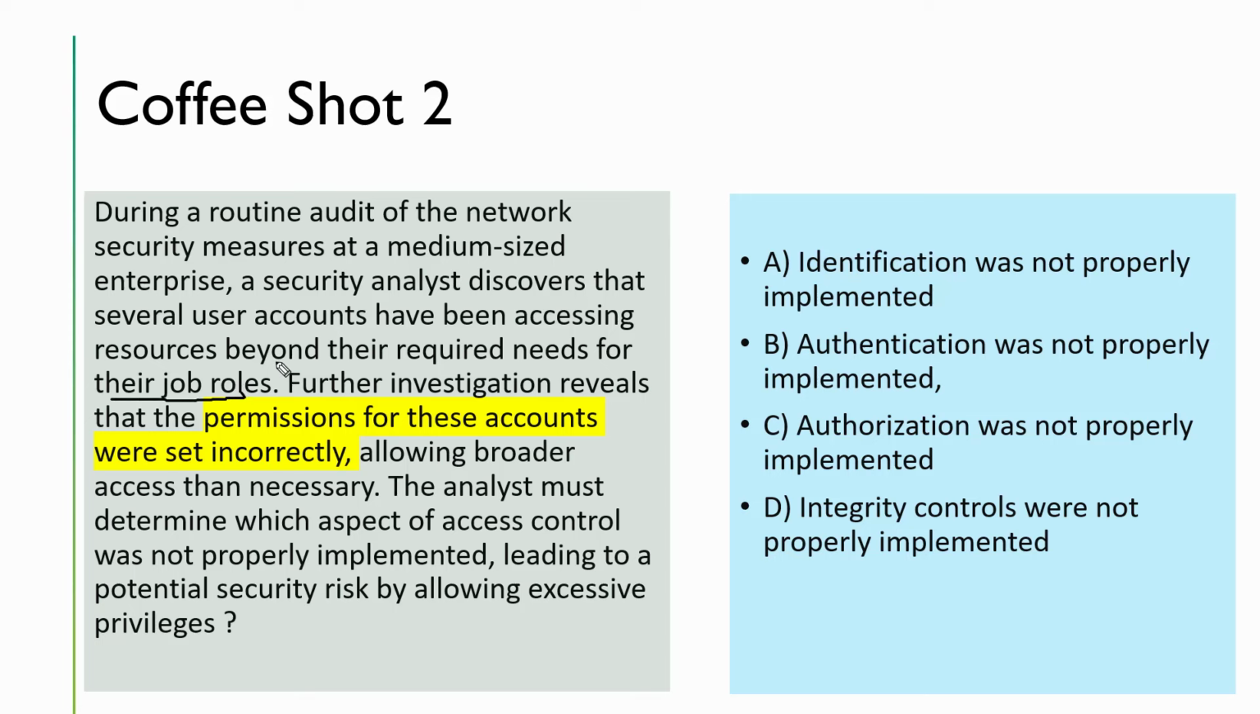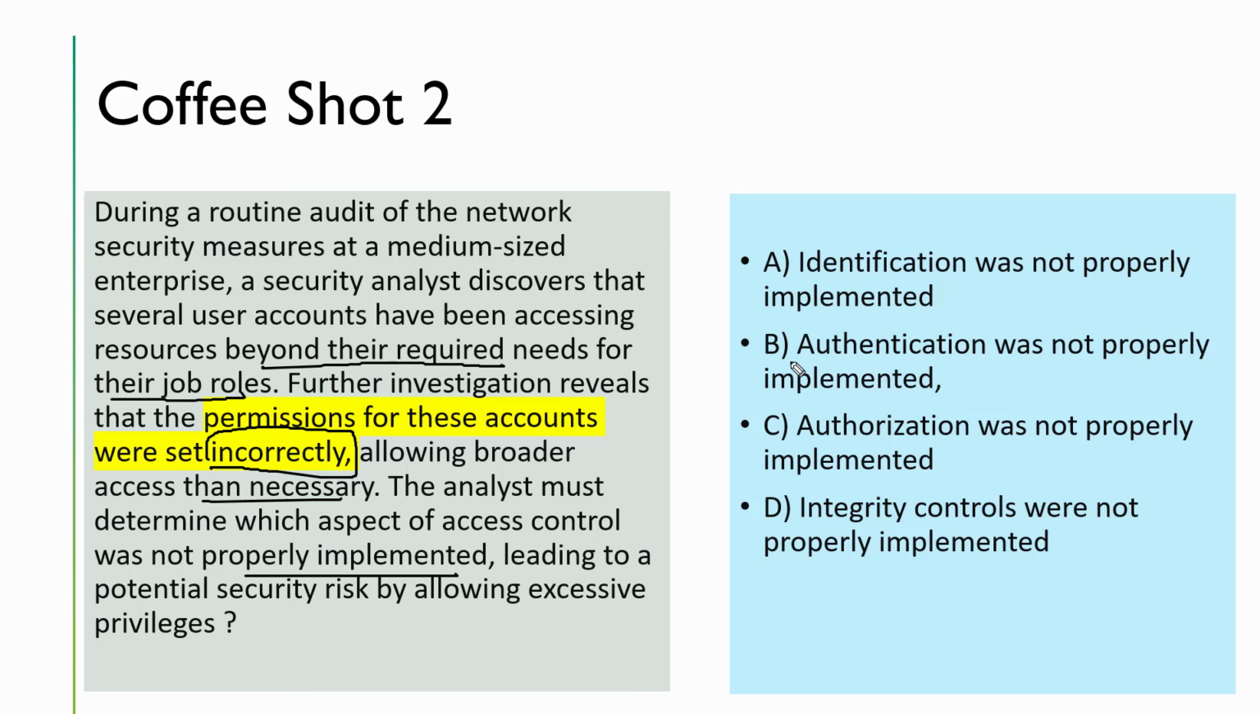So the keyword is basically beyond their required need for the job roles. Further investigation revealed that permissions for this account were set incorrectly. That's why they have more access than they need to perform the task, which allows broader access to the necessary resources. The analyst must determine which aspect of access control was not properly implemented, leading to the potential security risk by allowing the access privilege. Option A, identification.